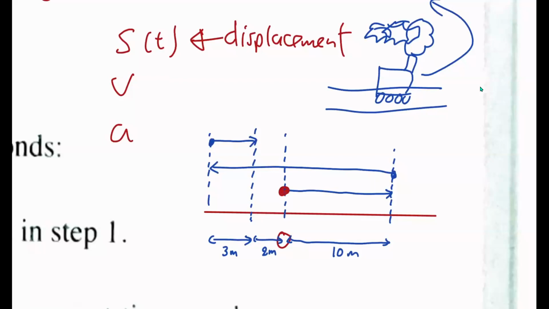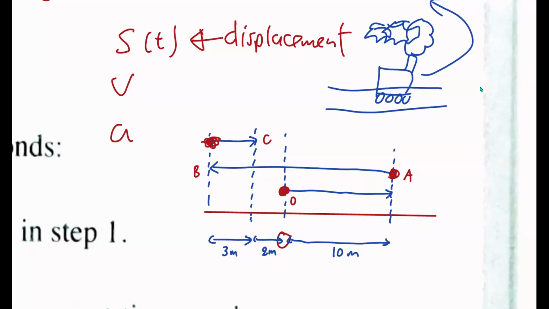Let me just be consistent and use red color. You start at point O, you go to point A, you go to point B, and then you go to point C. 28. Let's see. Actually, I haven't calculated this. 15 plus 10, 25, plus another 3, 28. Yes, correct. That's the distance traveled.